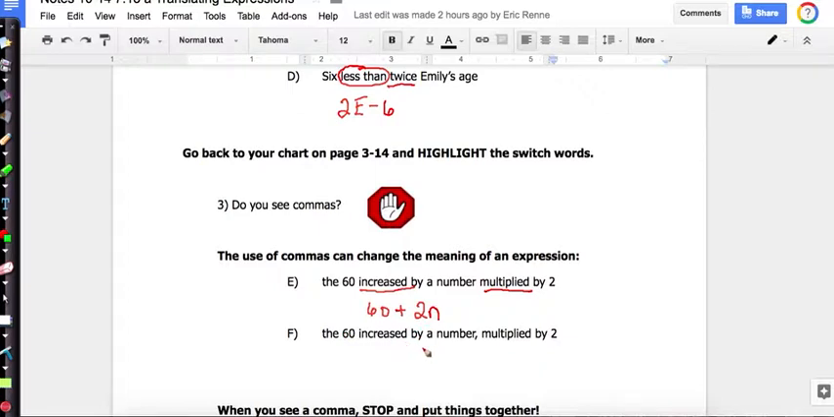Okay, now look at F. 60 increased by a number, stop. Okay, then multiplied by 2. So let's write this part first. 60 plus n. Now, when we see a comma, we group this together. And then we're going to multiply by 2. Since we're going to multiply this whole thing by 2, we need parentheses. And when I multiply parentheses by 2, I can either put it in the front or at the end. So I'm just going to put it in the front, but I could have also put it at the end as well. Okay? So remember, when you see a comma, stop and put things together.